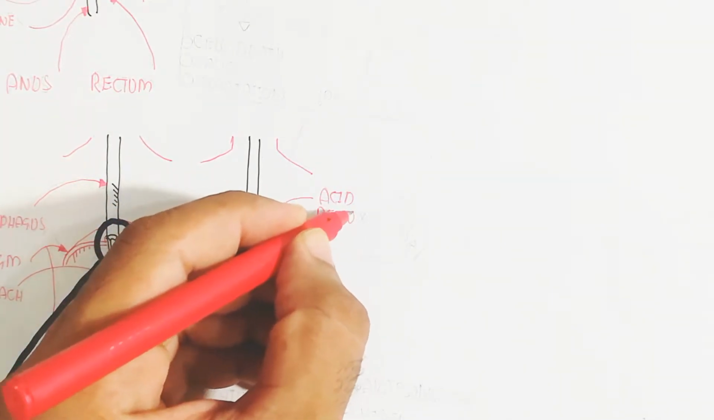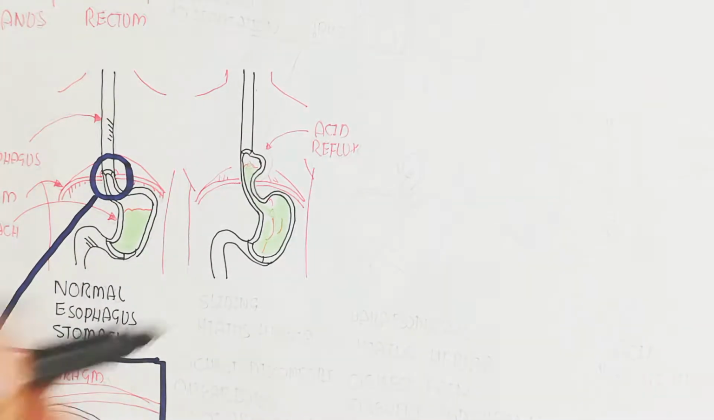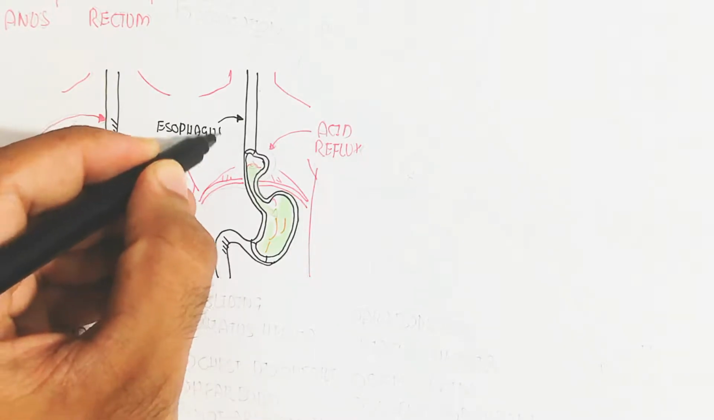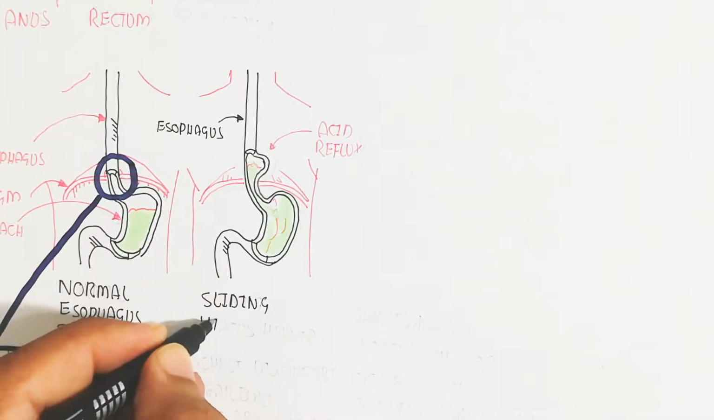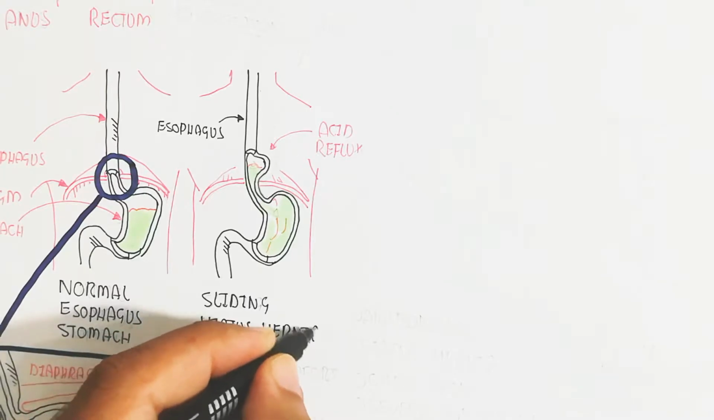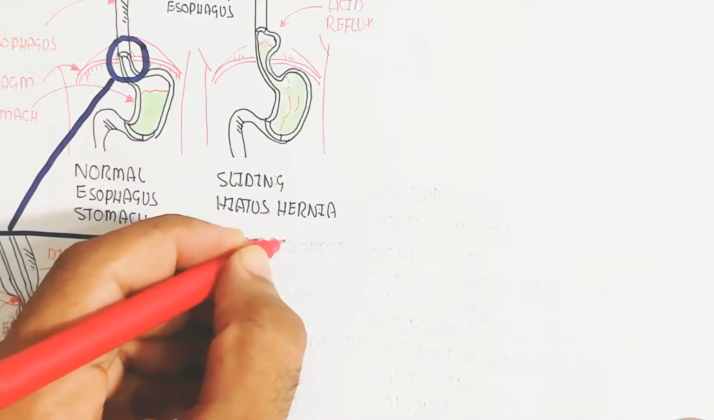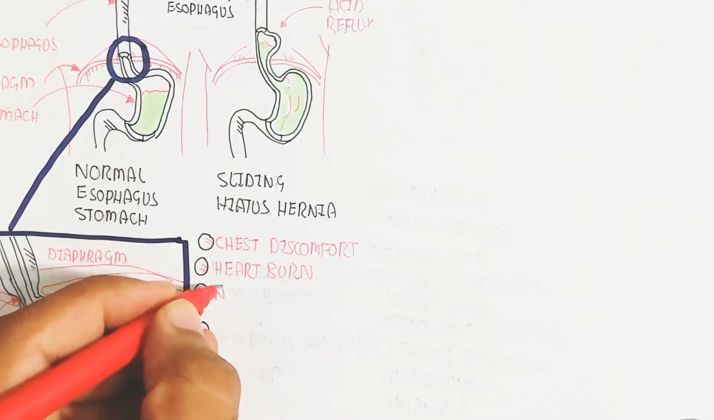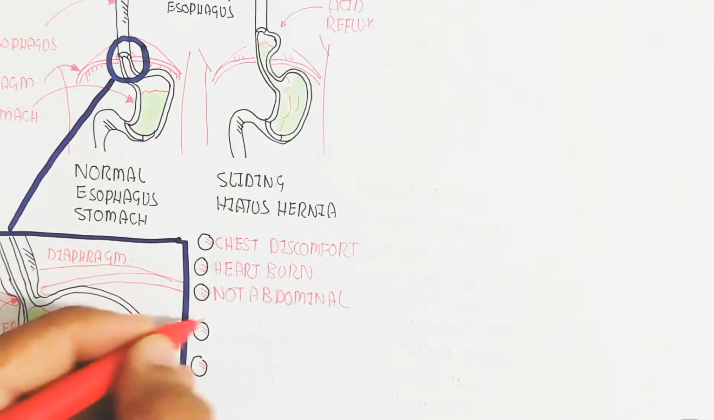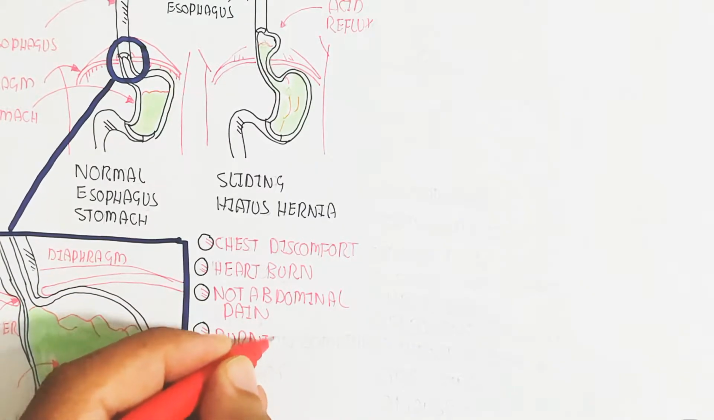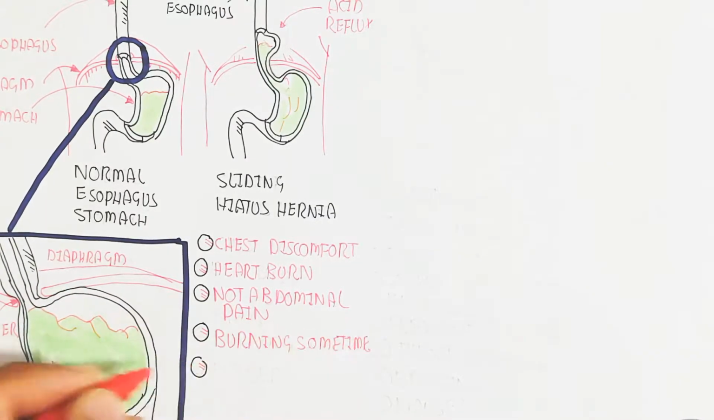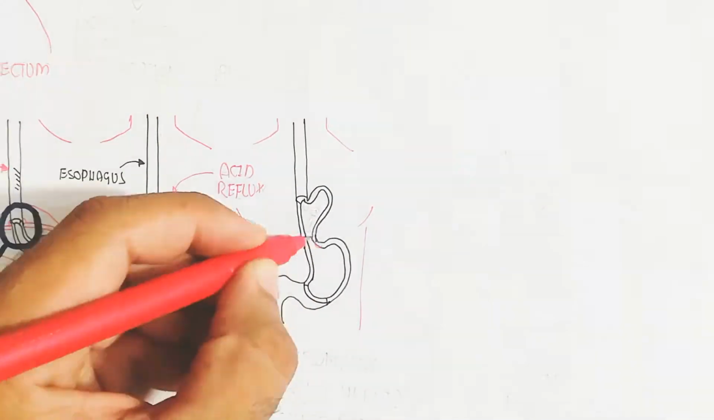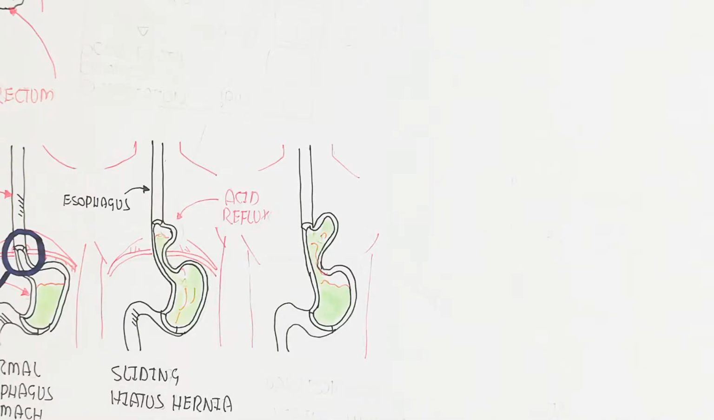Basically these changes lead to acid reflux. Acid reflux means the esophageal sphincter opens and does not close completely, and in this way the acid moves upward into the esophagus, and it leads to chest discomfort and heartburn, not abdominal pain, but sometimes burning, and sometimes nausea and vomiting.